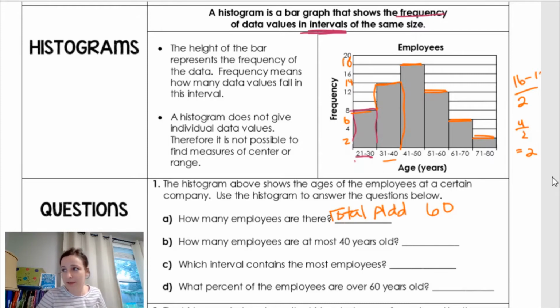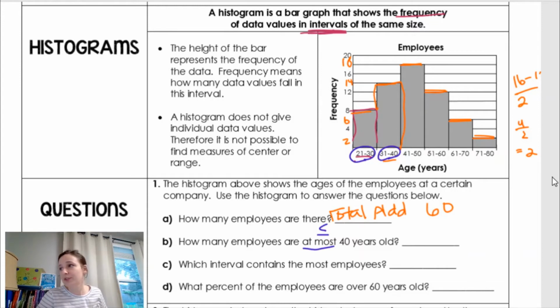How many employees are at most 40 years old? The key words here are at most. We have to remember our inequality symbols. At most means less than or equal to 40. If they're 21 through 30, are they less than 40? Yes, so we want this interval. How about 31 through 40? Yes, we want this interval. But if we go over to 41 through 50 and so on, notice that we are no longer less than or equal to 40.